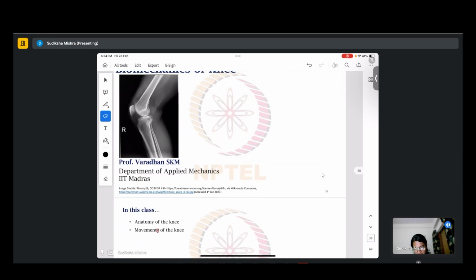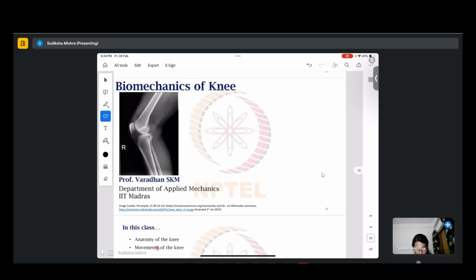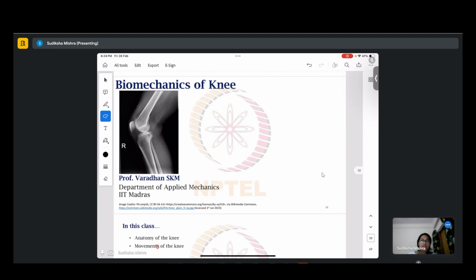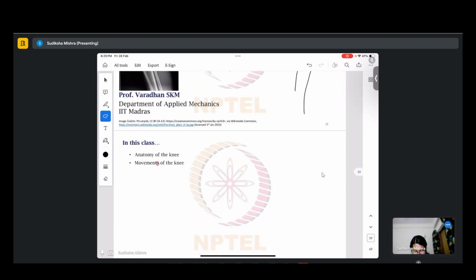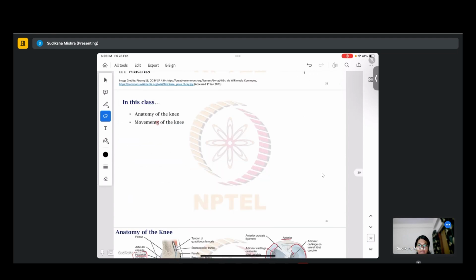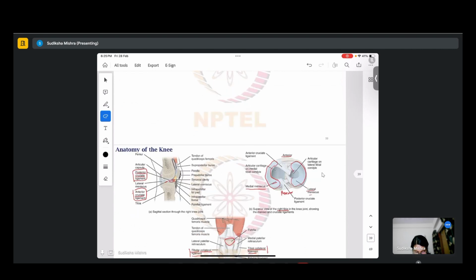Now coming to the biomechanics of the knee. The knee joint basically forms between the femur and the shin bones. It forms between these two here. We will look at the anatomy of the knee and the movements that are present in the knee.